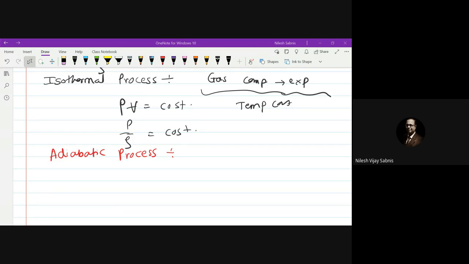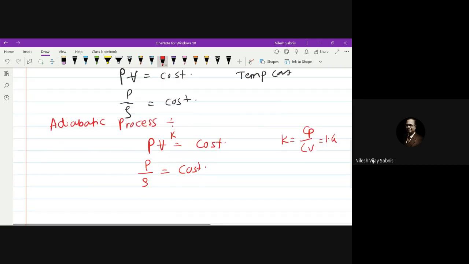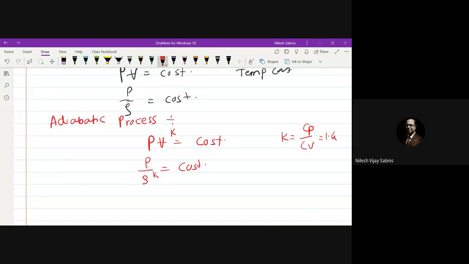There is neither heat given nor heat taken from the surroundings, and it is nothing but PV raised to K is constant, where K is Cp upon Cv, and in general it is 1.4. So we can rewrite the equation: P by rho raised to K is constant. Such type of adiabatic process we are considering.